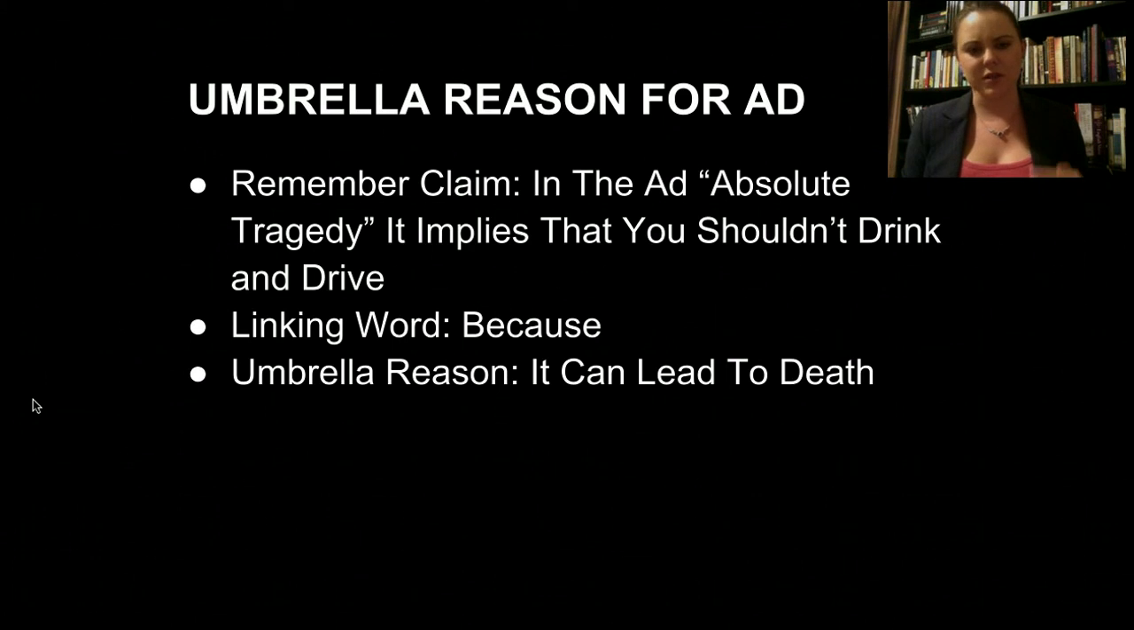Now this is a fairly simple ad, so you may not have as complex of an argument. You can probably summarize this text argument in one paragraph, but if we were developing a paper and doing a more in-depth analysis, we would want to find those reasons that come underneath it. But for the thesis statement, we just want to state that umbrella reason.